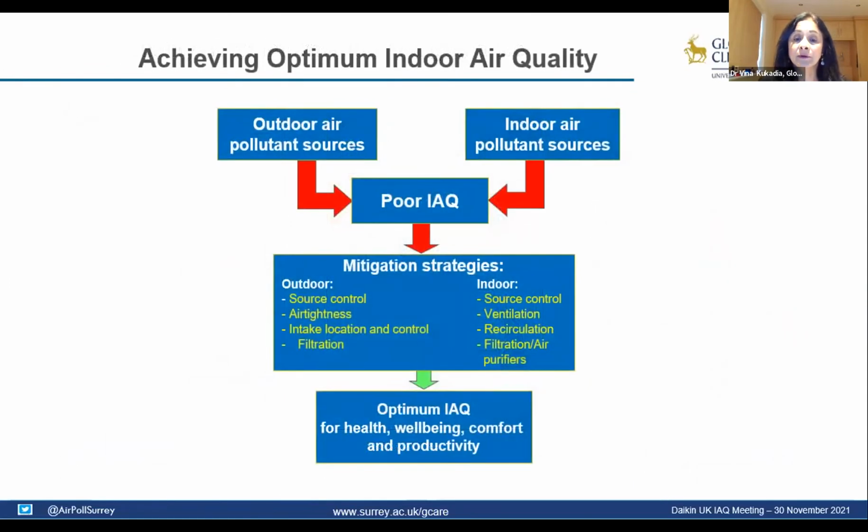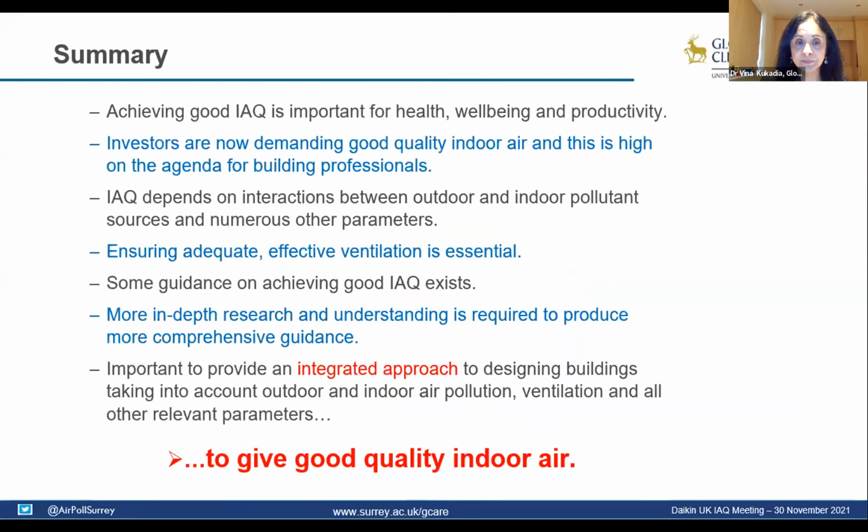So if we deal with the outdoor air and the indoor air, then hopefully we'll get optimum indoor air quality for both health, well-being, comfort, and productivity. So finally, in summary, achieving good indoor air quality is absolutely important for health, well-being, and productivity. Investors are now demanding good indoor air quality, and this is high on their agenda. Indoor air quality is extremely complex and depends on both outdoor and indoor pollutant sources and various other parameters. Ensuring adequate, effective ventilation is essential.